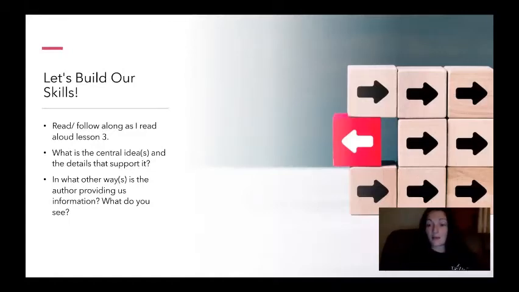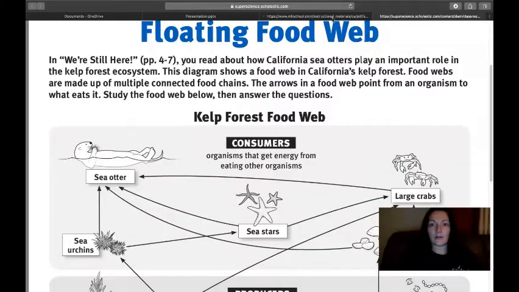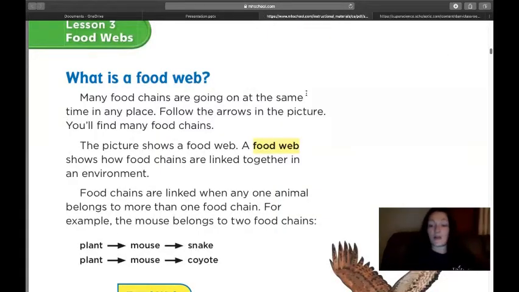And as I'm reading, I want you to think about what is the central idea and the details that support it. And then I also want you to think about in what other way the author is providing us information. So what do you see as I'm reading? Okay. All right, so here we go.